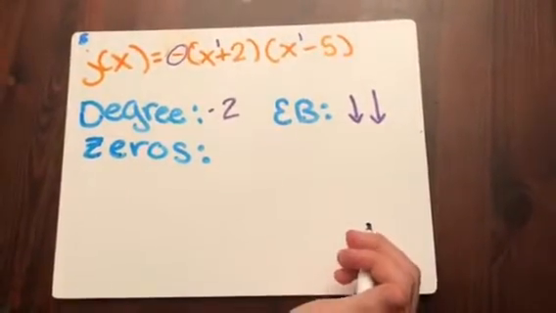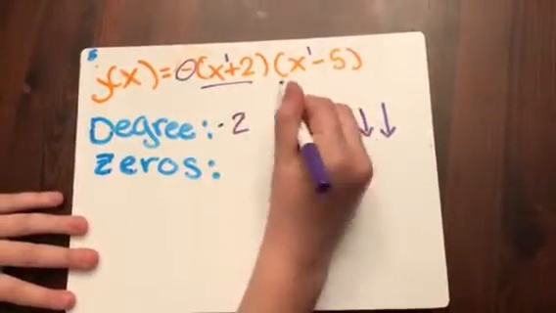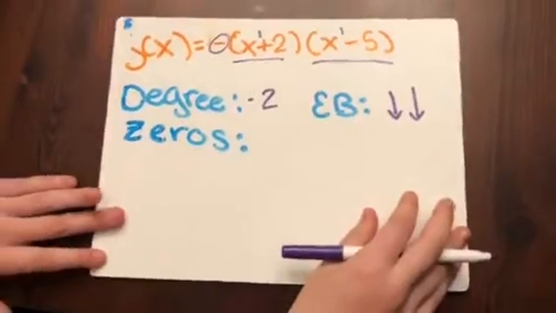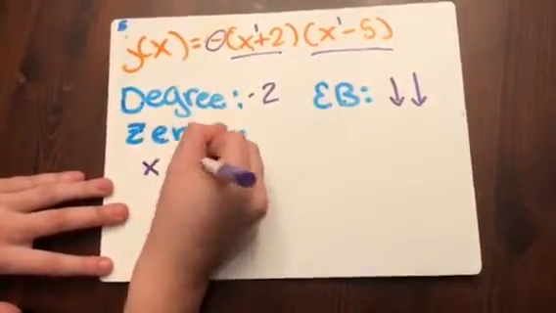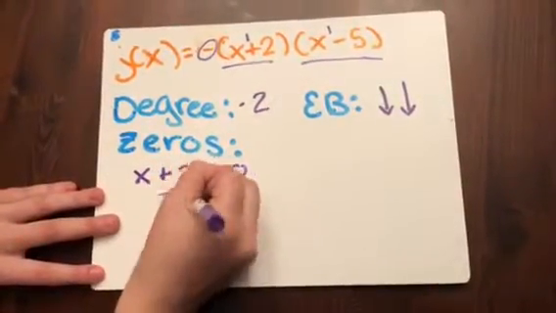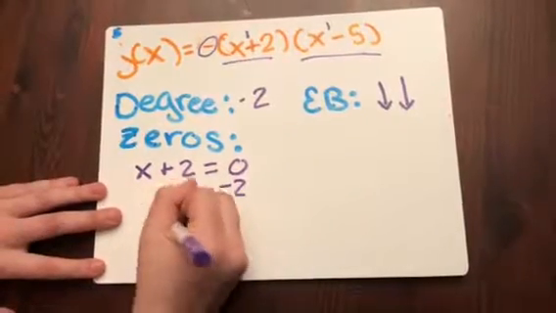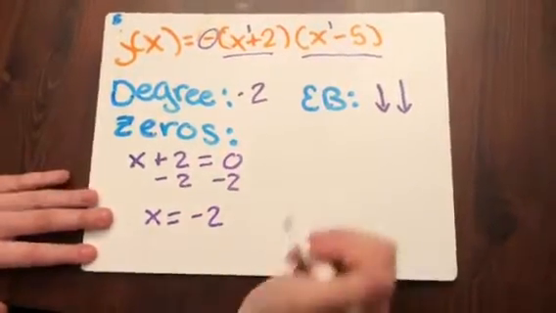Another thing you're commonly asked for is zeros, and for this you're just going to take each of these binomials and set them equal to 0. So for this, we would just take x plus 2 equals 0 and subtract the 2 from both sides. So x equals -2 would be one of the answers.